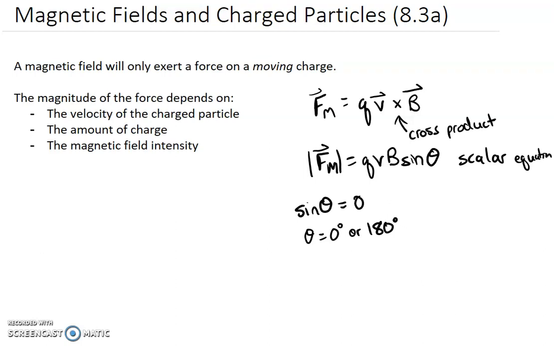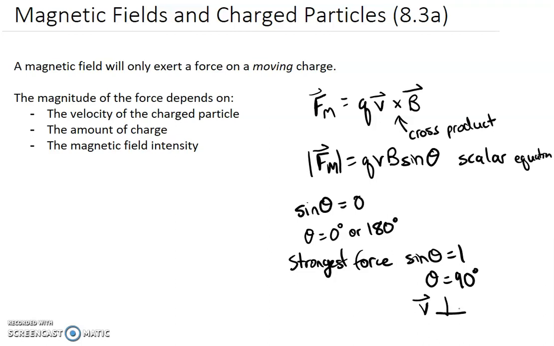So what does that mean about the strongest power of this force? The strongest force is when the sine of the angle is equal to 1. Well, when does that occur? That occurs when the angle is 90 degrees, 270 degrees, etc. In other words, when the velocity is perpendicular to the magnetic field.